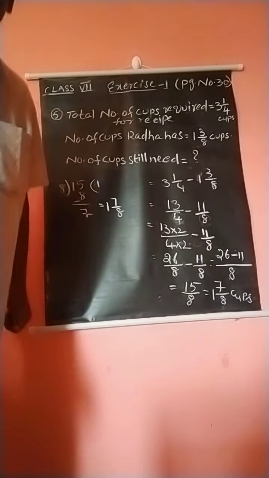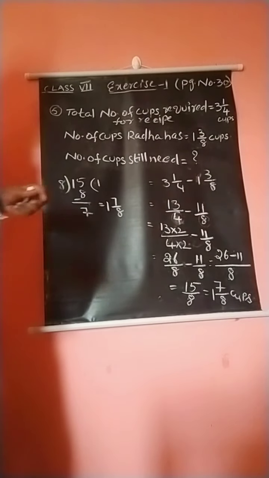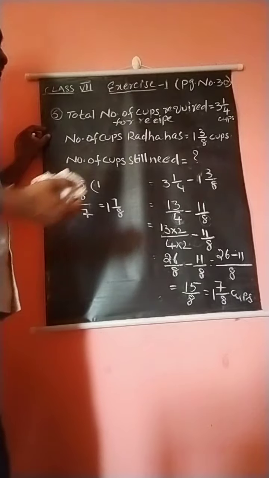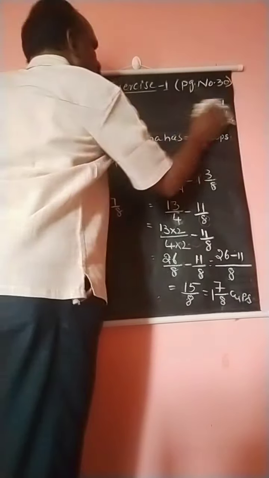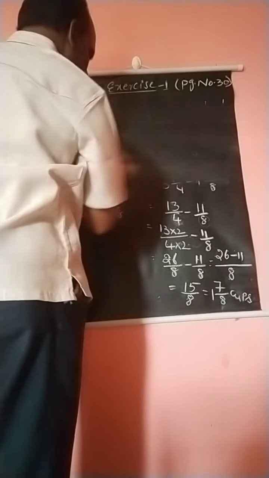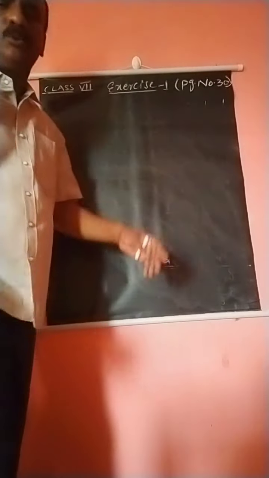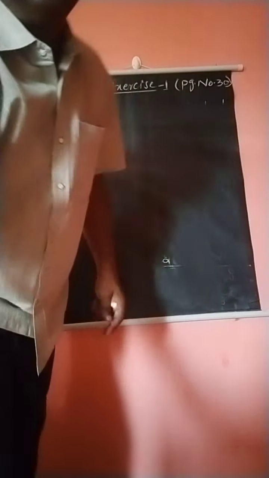This is the problem. Okay children, practice more and you will understand. Next, problem number 6 on page number 30. Children, all of you should buy your textbooks. Without textbooks you can't do any problem here. You should buy them.